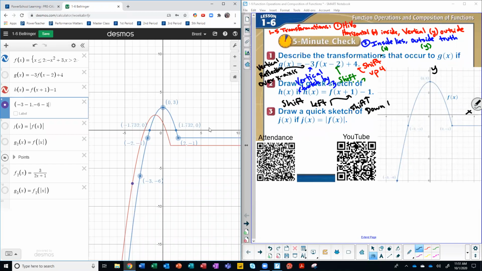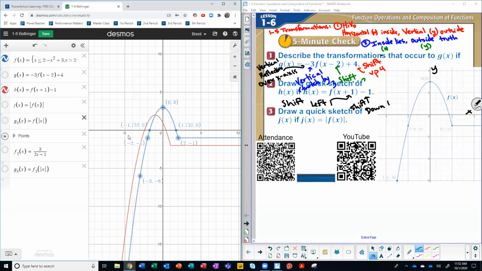So it wouldn't have mattered what point you picked. I could have started with 2, -1, and then you do your transformation. The x's lie, so I typed in -1. The y's tell the truth, so I typed in -1 here. And you'll see this point also got shifted down 1, left 1. So that's how transformations work. Inside lies, outside tells the truth. Horizontal, or x, is inside; verticals are outside.